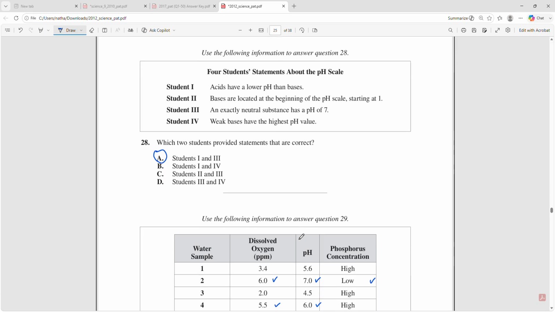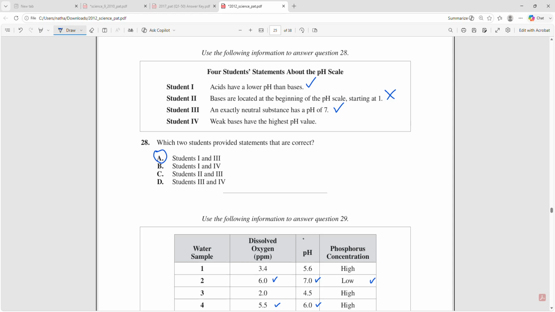For students, statements about the pH scale. Student 1, 2, 3, and 4. Student 1 says acids have a lower pH than bases. That's true. Bases are located at the beginning of the pH scale, starting at 1. That's not true. An exactly neutral substance has a pH of 7. That's true.